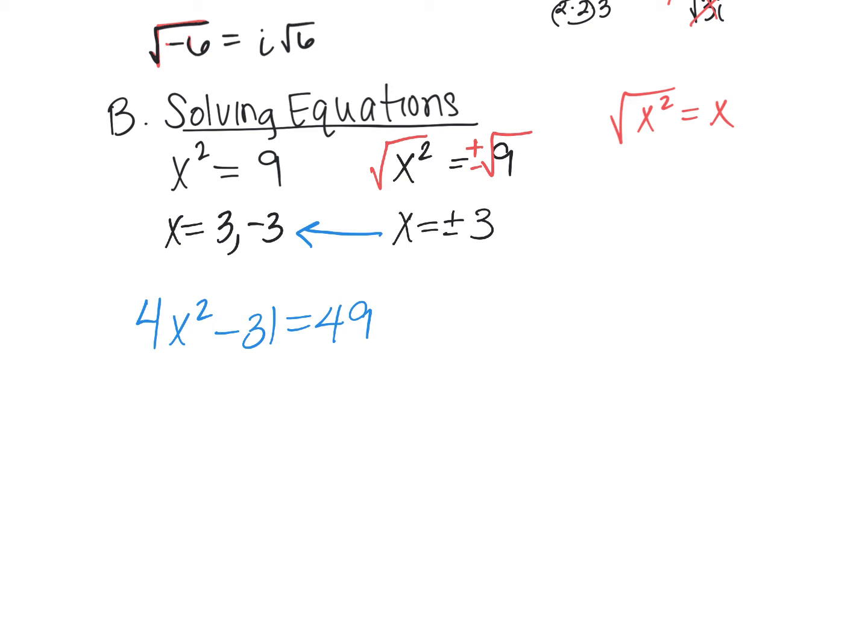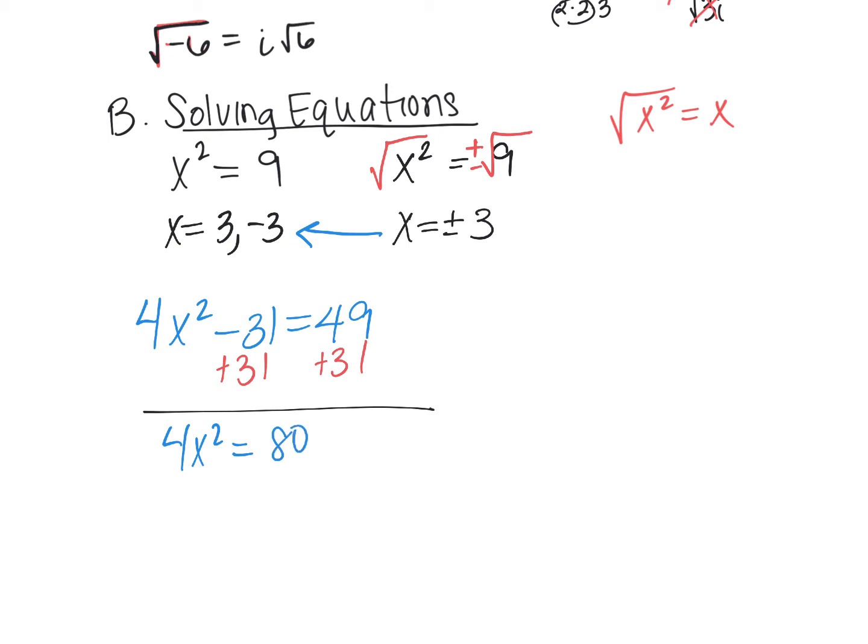So what should I do first? I'm going to add the 31. Okay? I'm not trying to get it equal to 0 because I want to use the square root rather than factoring. These equations aren't necessarily going to be factorable. Some of them might be, but we're trying to use the square root function to undo it, so we want to get the x squared by itself on one side. So we have 4x squared equals 80.